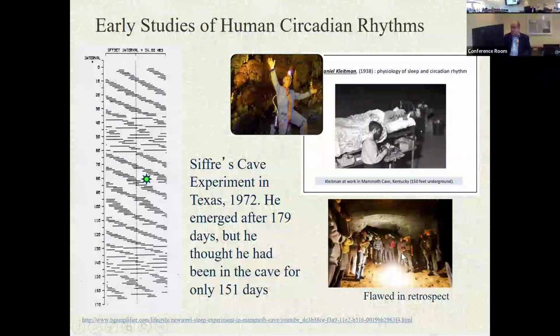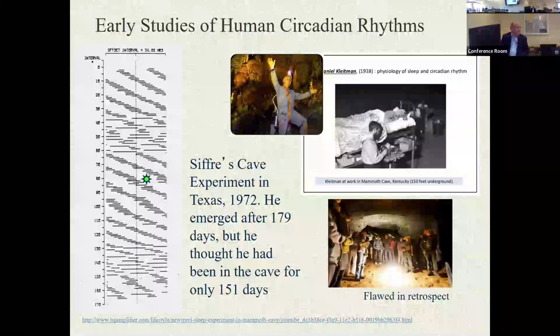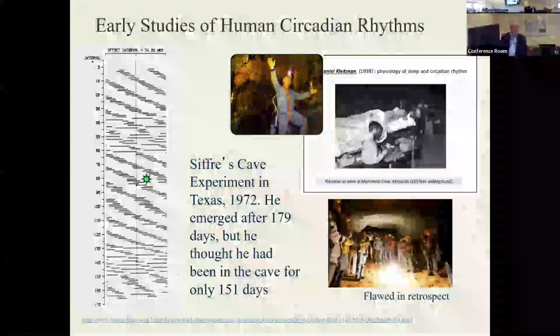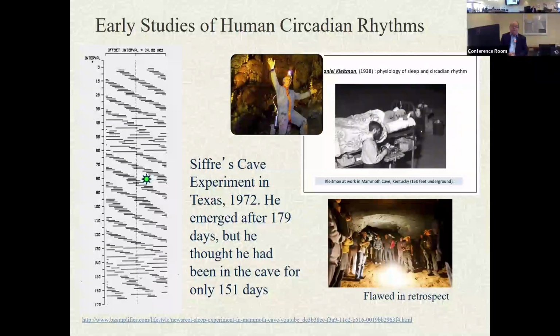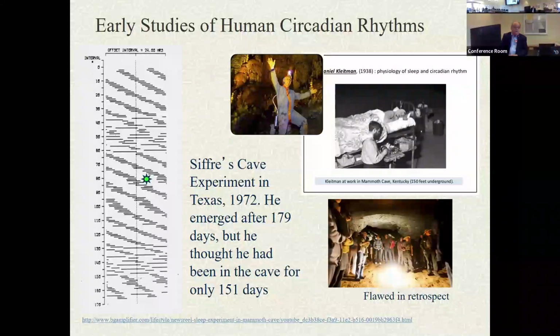Now, and then here's another one. It was flawed in retrospect. So why was it flawed? Well, you had some light, but you also had lots of other people in there, you had social interactions, you had all sorts of other things. And food is another zeitgeber, that is one that's a time giver. Activity is a zeitgeber, time giver. Light is the strongest, or generally thought to be the strongest.